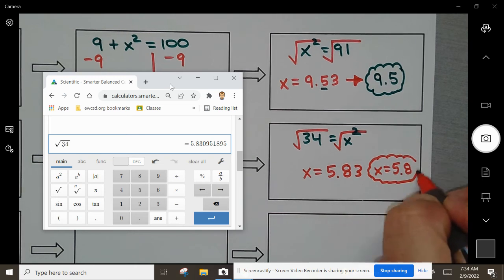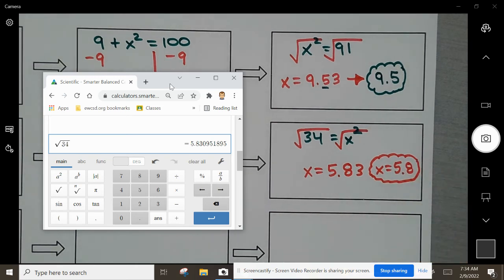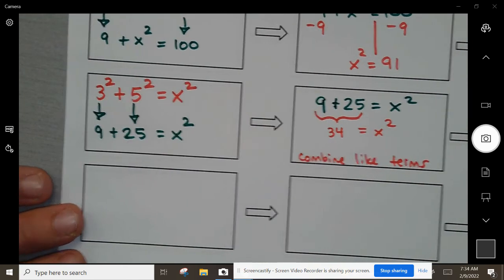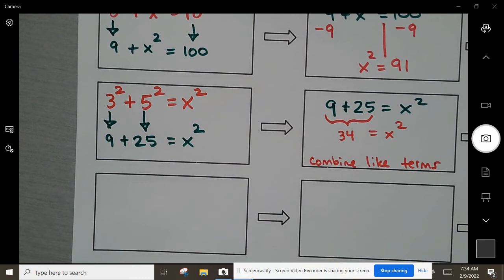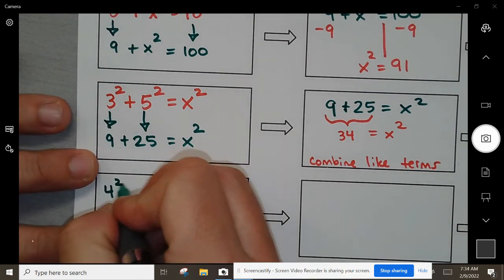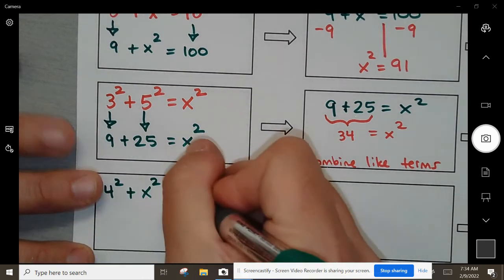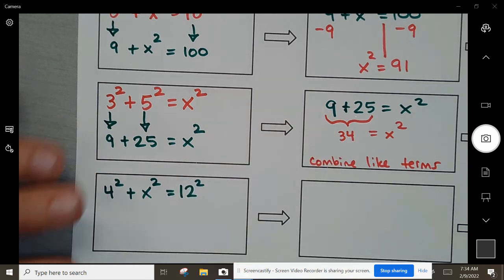All right, you ready to do this one on your own? I think you can handle it. Next one on your own. Let's see what you can do. Using your calculator, I'm going to check on you guys in a second. Here's your problem. I'm giving you a big one. If you need to use your calculator for any of this, go for it.